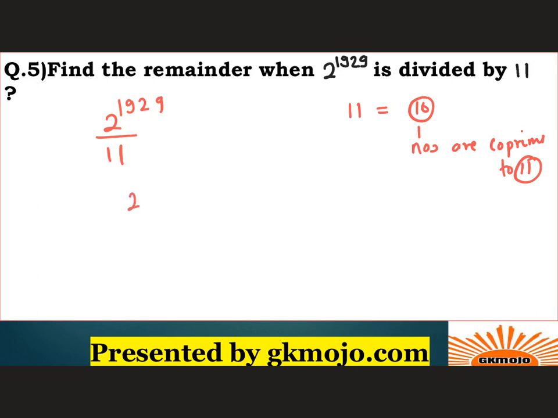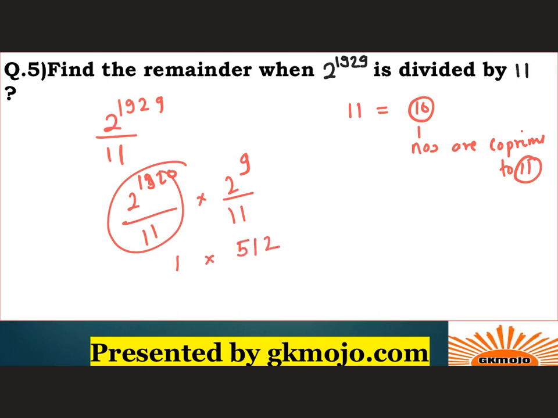So just take out the multiple of 10 in 1929. So it would be 1920. This is a multiple of 10. Alright, and what is left? 2 to the power 9 divided by 11. Correct. The remainder of the multiple-of-10 part will be 1. Take this as a rule from my side. Take this as a rule for granted. 2 to the power 9 in any way we know is 512. 512 divided by 11 will give you a remainder of 6.